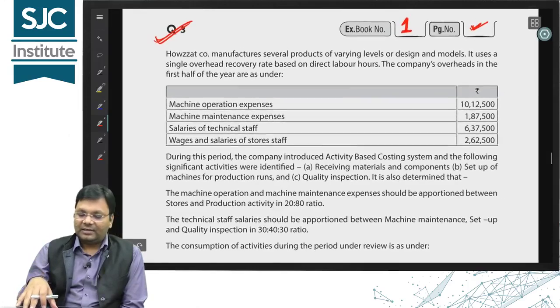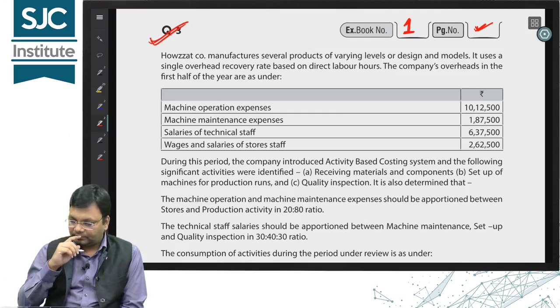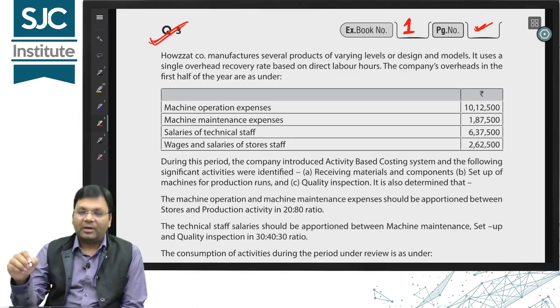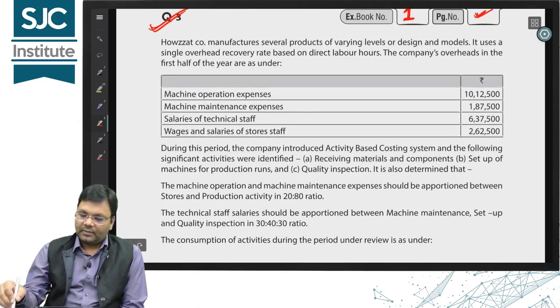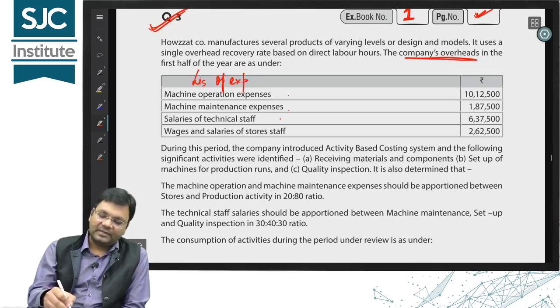Let us read. Housat company manufactures several products of varying levels or designs and models. It uses a single overhead recovery rate based on direct labor hours. The company's overheads in the first half of the year are as under. These are all company's overheads: machine operation, machine maintenance, salaries of technical staff, wages and salaries of store staff. These are your list of expenses. Don't consider these as your list of activities. These are your list of expenses.